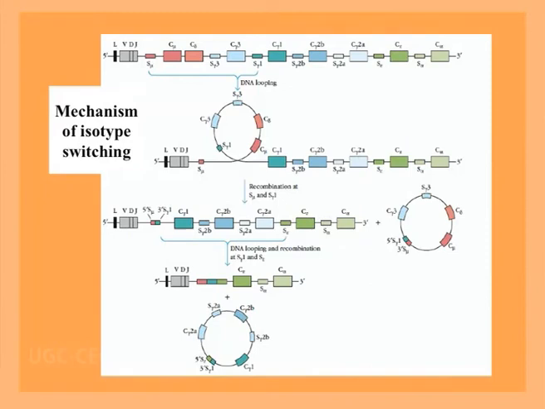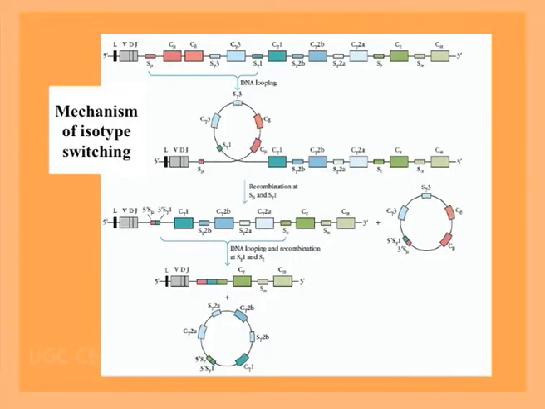Now, I will tell you the mechanism of how isotype switching or class switching takes place. If we look into the constant region gene segments, then we will see that there are many switch regions present upstream of each constant region gene segment except for C delta. Now, what are switch regions? Switch regions are 2 to 10 kilobase pair DNA sequences which are present 2 to 3 kilobase pair upstream of each constant region gene segment.